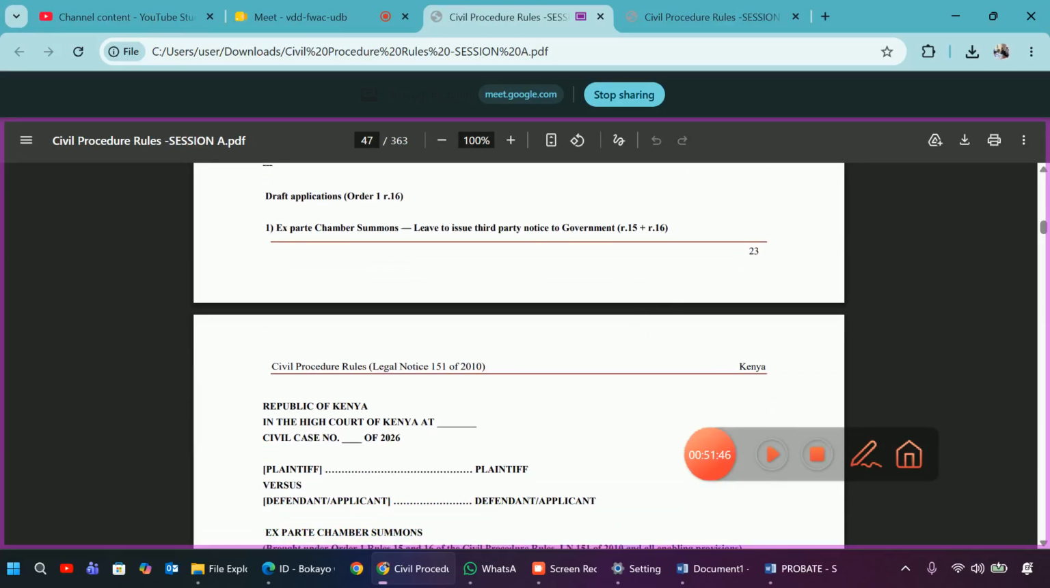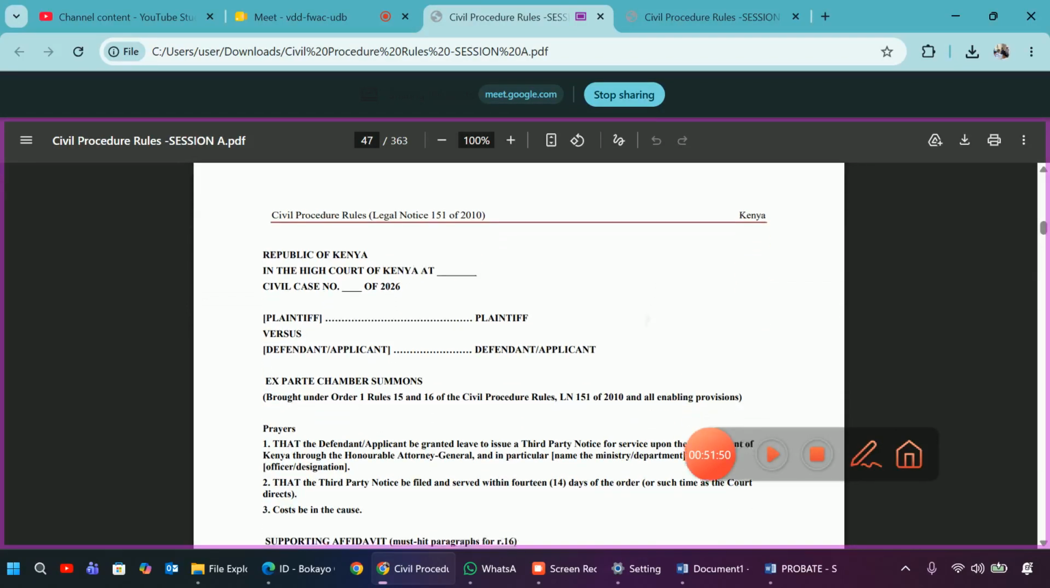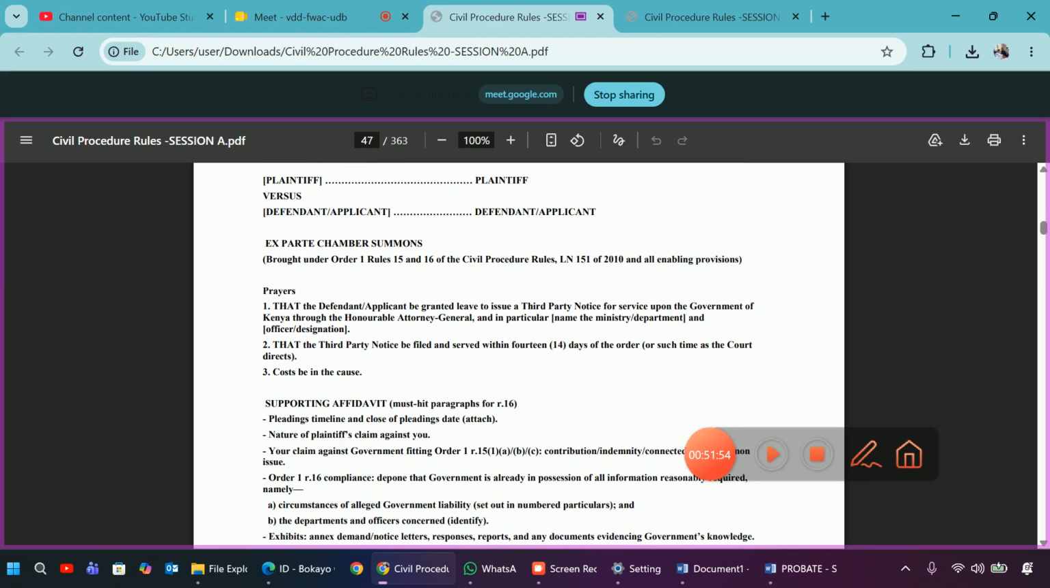How do you draft an application for leave to issue a third party notice to the government? The title remains, remember, an ex parte chamber summons. The prayers are that the defendant or applicant be granted leave to issue a third party notice for service upon the government of Kenya through the Honourable Attorney General, and in particular name the ministry or government department and officer, and that the third party notice be filed and served within 14 days.